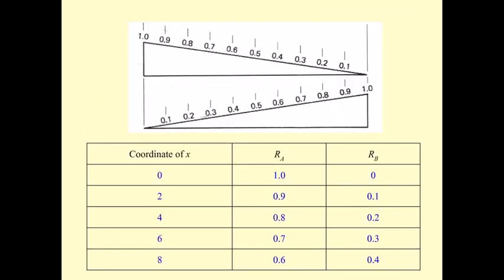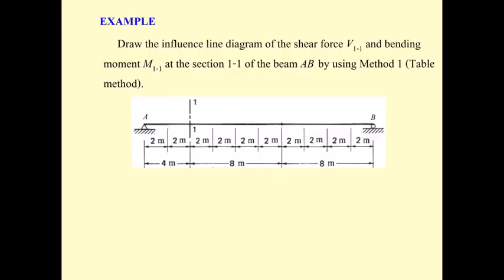And if you draw the graph, you're going to have the graph like this, as you have this graph of R sub A before, and for R sub B it is like this. Okay, the same happens if you like to determine the influence line diagram of V1-1, I mean the shear force at this section 1-1, and then the moment also at this section by using the same method.